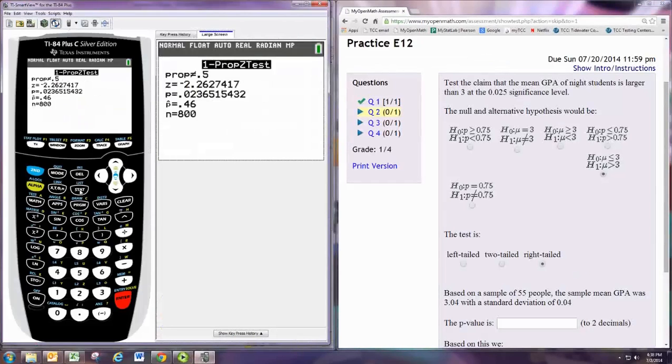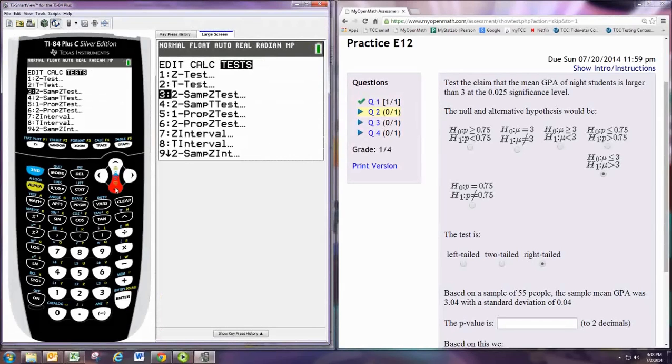From the graphing calculator, hit Stat, Tests, and go to z-test at the very top. Now, the mean tests can use a z-test or a t-test. The same rules for confidence intervals apply. If you're given the population standard deviation, then you would use the z-test. If you're given the sample standard deviation, then you would do a t-test.